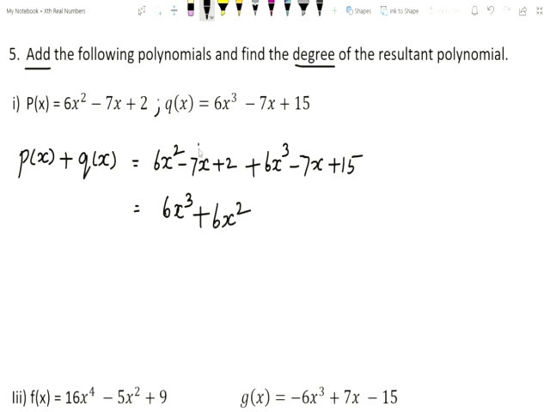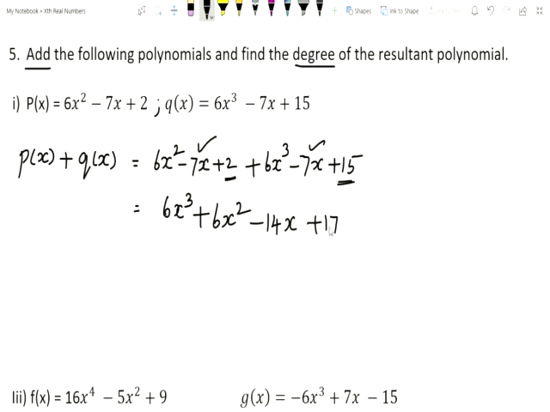Next, 7x minus 7x minus 7x. So x is the common term. Add the coefficient minus 7 and you get minus 14x. Next, the constants plus 2 plus 15. Both numbers are positive, so add them. Plus 2 plus 15 you get plus 70. While adding this, what you are getting is 6x cube plus 6x square minus 14x plus 70.